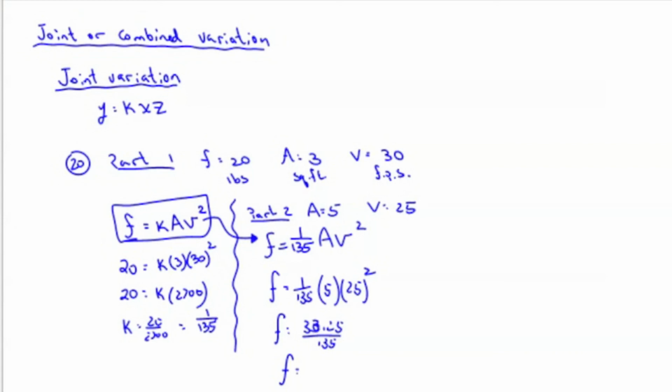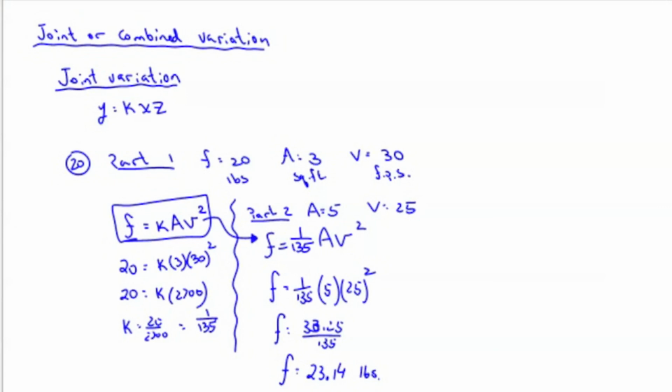Does it go in evenly? 3125 divided by 135 comes to 23.14. 23.14 apples? No, it is not apples. What was force measured in? Not velocity. It was 20 pounds. So this will be measured in pounds of force.